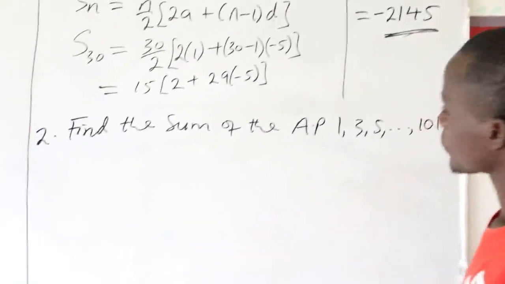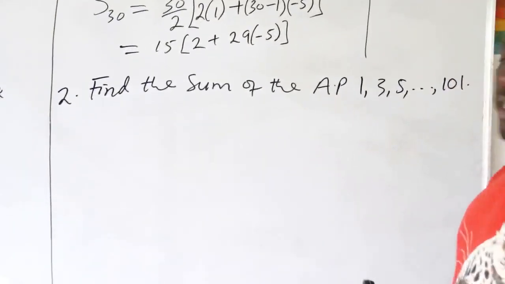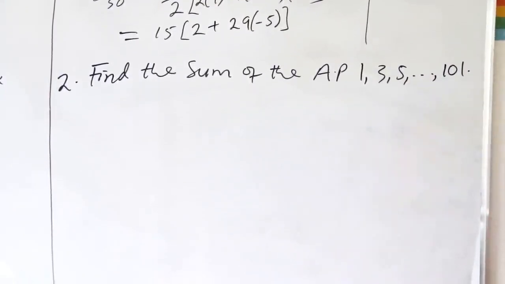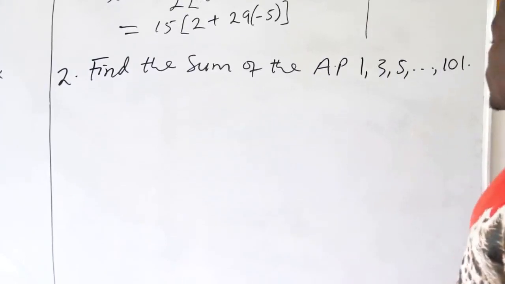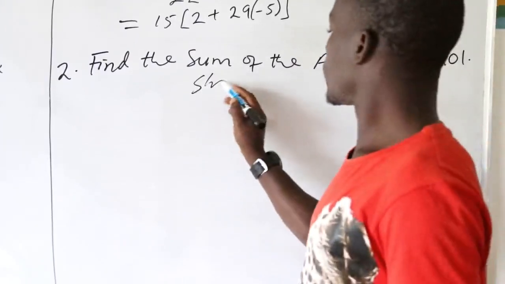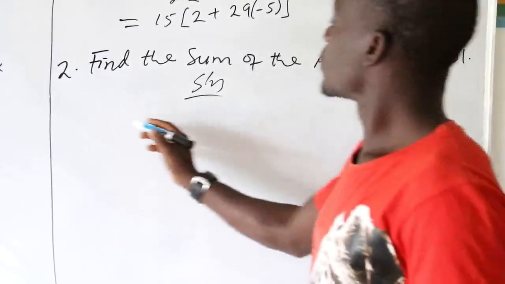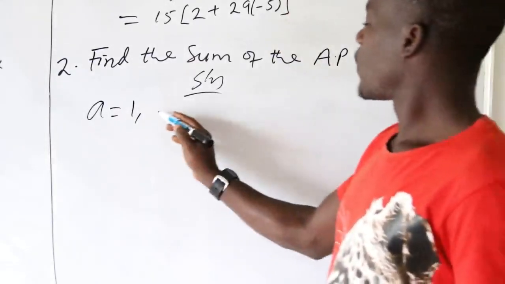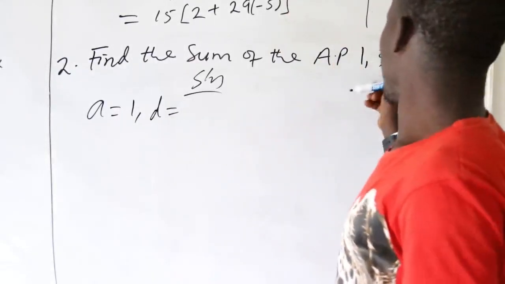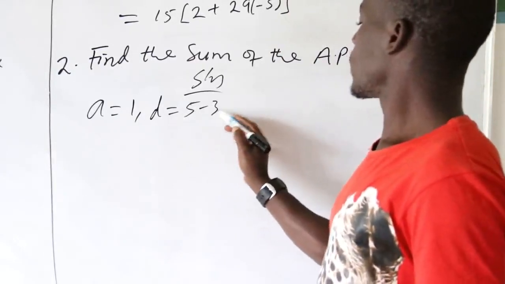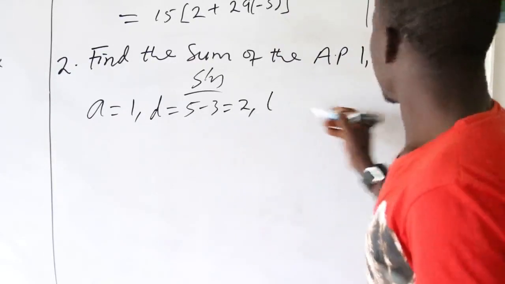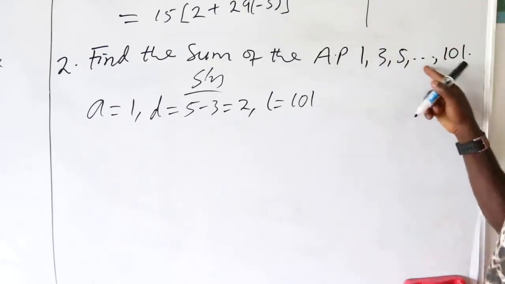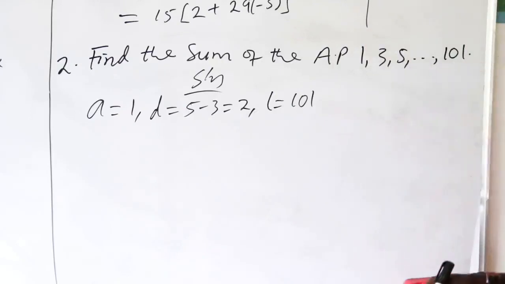Now, let's take another question. The question says, find the sum of the AP 1, 3, 5, up to 101. If you look at this AP, the first term is given, and the first term is 1. So our a is also 1 here. We can get the common difference, of course. Our d will be 3 minus 1 or 5 minus 3, and we use 5 minus 3, which is 2. But this 101 is equivalent to a last term, since they put some dots and then 101 and then a full stop. That is our last term.